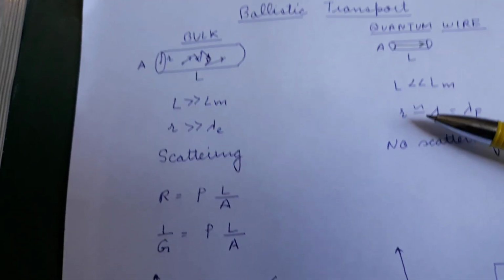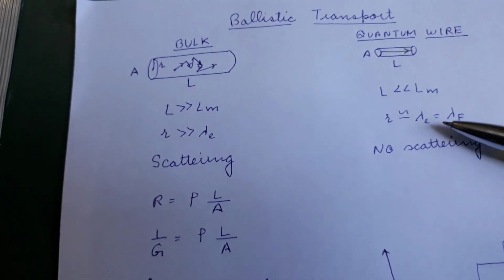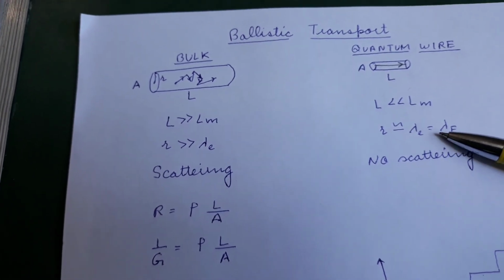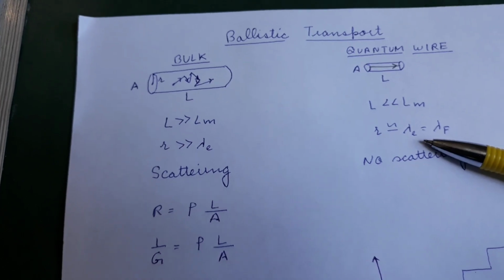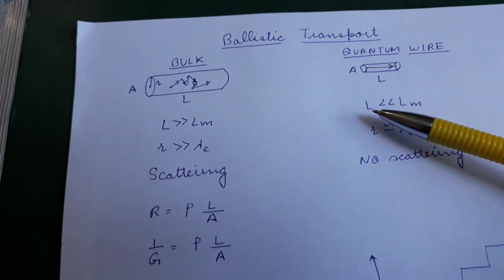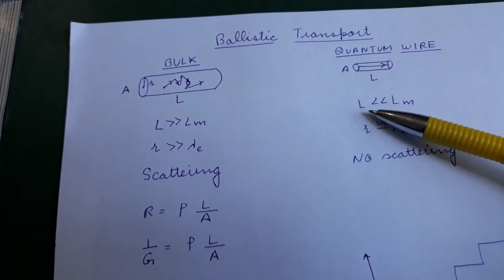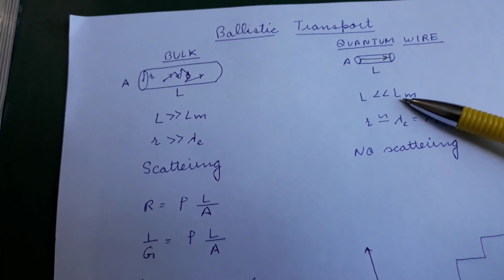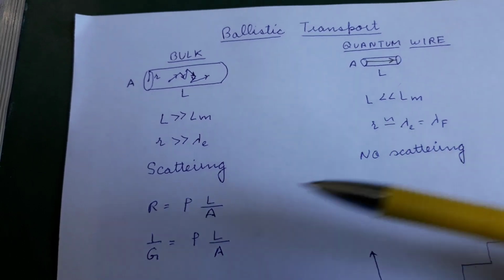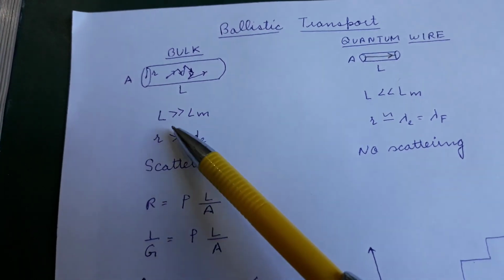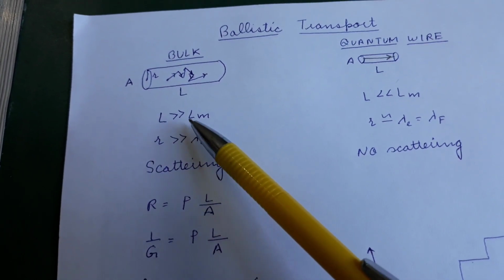While if the radius is of the order of the de Broglie wavelength of the electron, it is a quantum wire. Here we are taking an additional condition of mean free path. If the length of the wire is much less than the mean free path of the electron, it is a quantum wire, while it is bulk if the length is much greater than the mean free path.